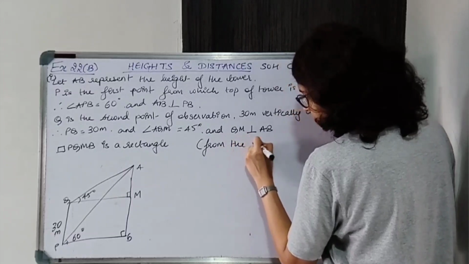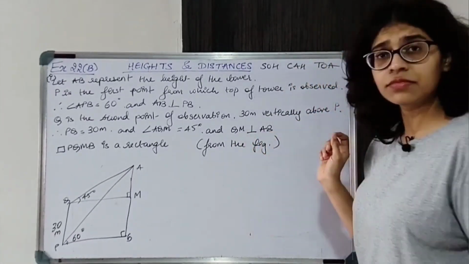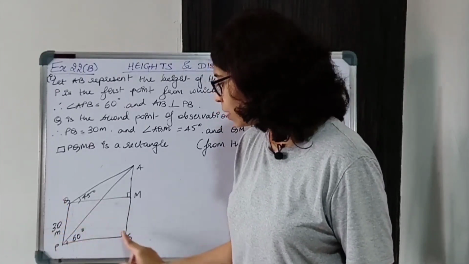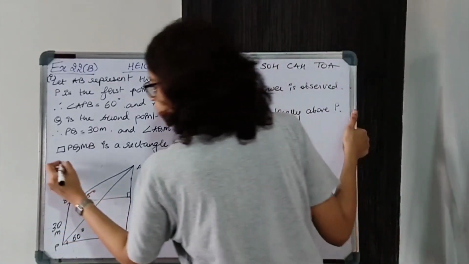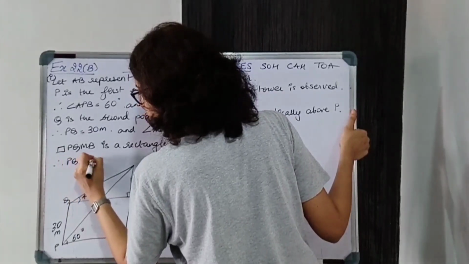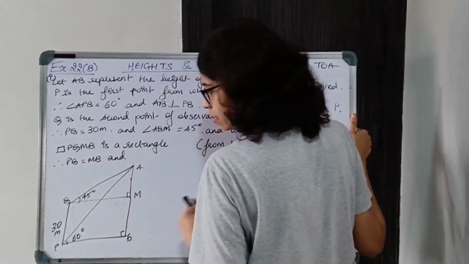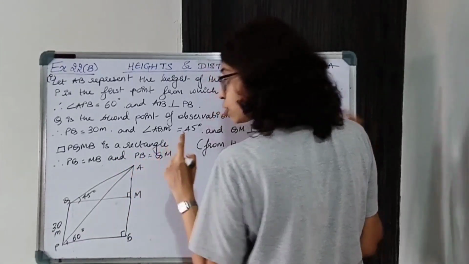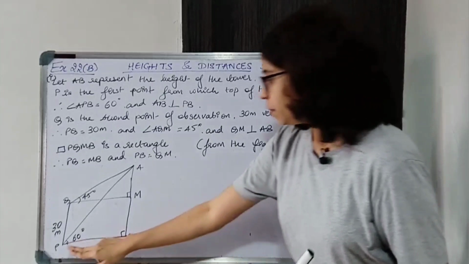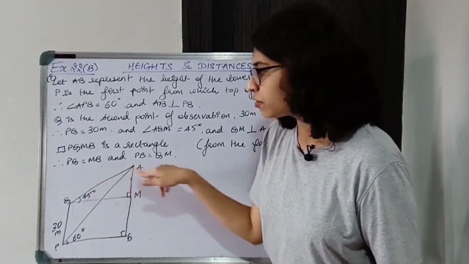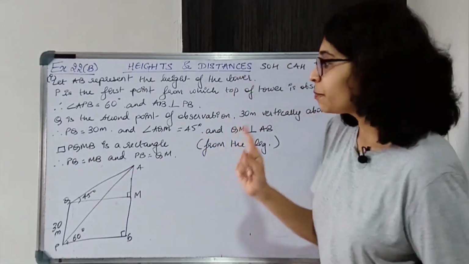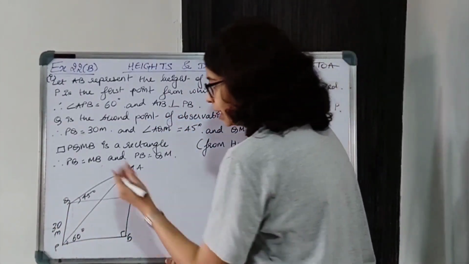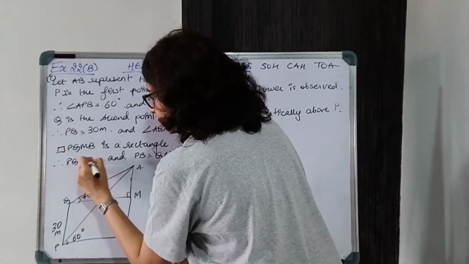Now since this is a rectangle, opposite sides are equal, so PQ and MB are equal. So therefore PQ is equal to MB, and what else? PB is equal to QM. Okay, this will also be useful. PB is a part of this right angle triangle, QM is a part of this right angle triangle. It will be useful to us. So PQ is 30, तो MB भी 30 होगा और BM 30 होगा. Consider BM only. ठीक है.